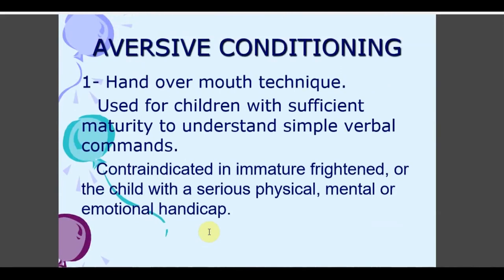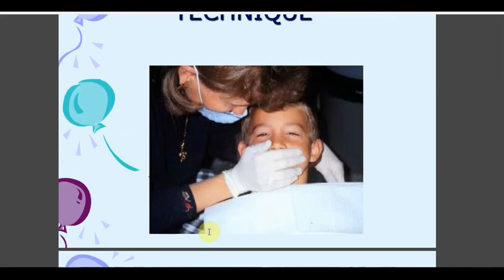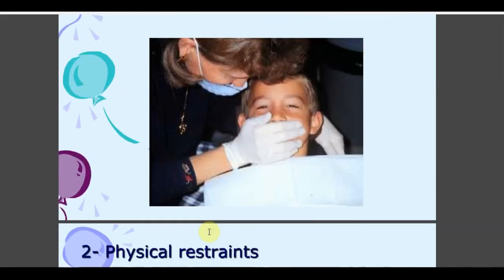Aversive conditioning is where we forcefully ask the patient to stop screaming or crying and to cooperate, otherwise we'll keep our hand over his mouth. It is for children with sufficient maturity to understand simple verbal commands. He is able to understand it but is not listening. In that moment we need to use this type of technique, that is hand over mouth. We forcefully close his mouth so that he stops screaming, and we ask the patient to cooperate with the procedure, then we will remove it. So the patient cooperates. That is the hand over mouth technique, or we can use the hand over mouth and nose technique, but with careful precaution so that the patient cooperates.